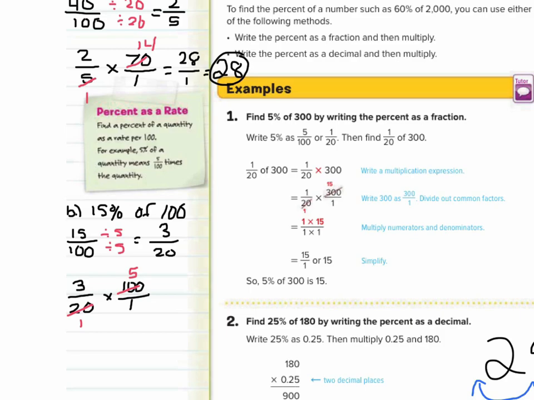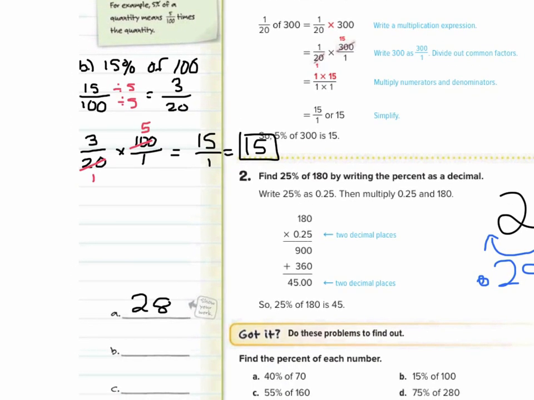And now we can multiply across. 3 times 5 is 15. 1 times 1 is 1. And so our answer is 15. So 15% of 100 is 15. Now let's try our decimal method.